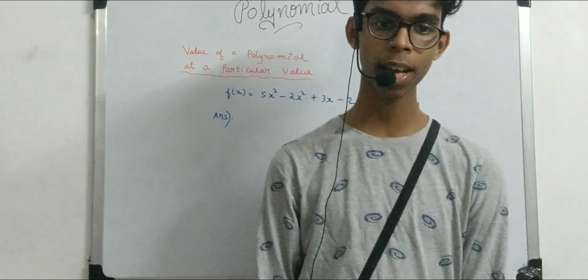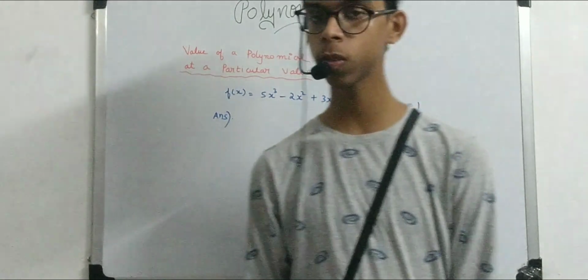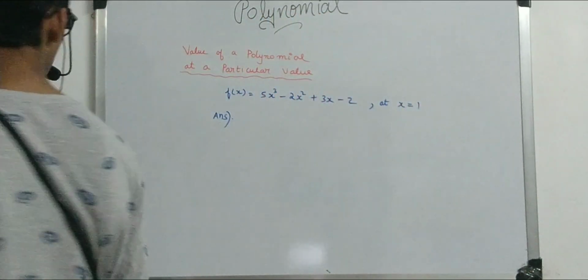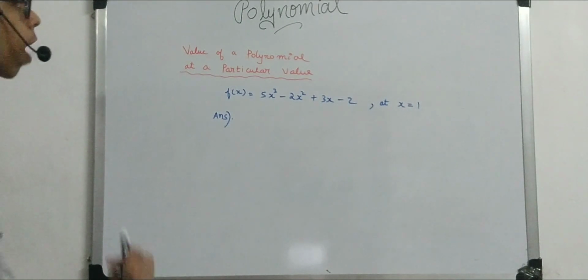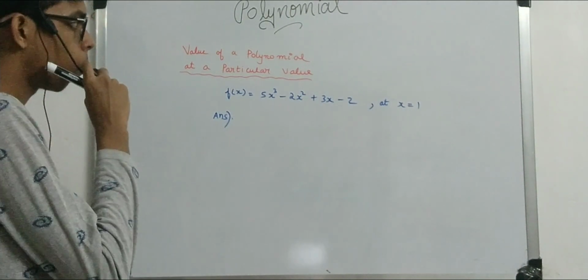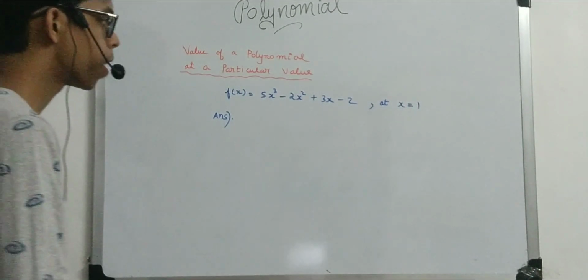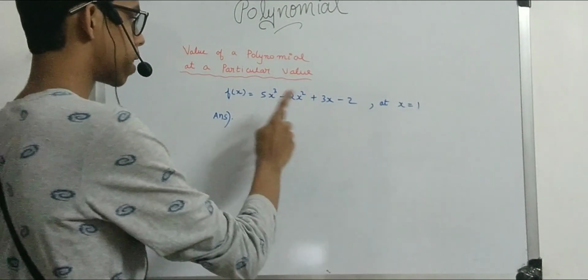So in our previous class we had discussed exercise number 2.1. Today we will move on to a new topic, which is finding the value of a polynomial at a particular value. Okay, so how will you find the value of a polynomial at a particular value? Let us understand it with a question.